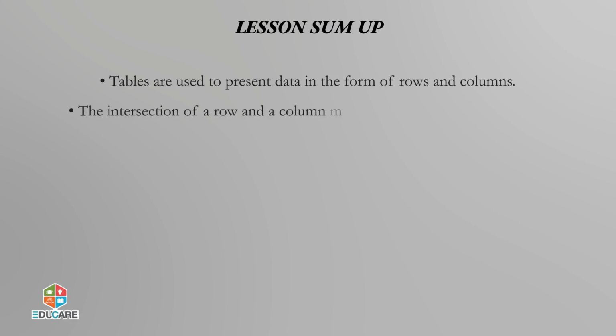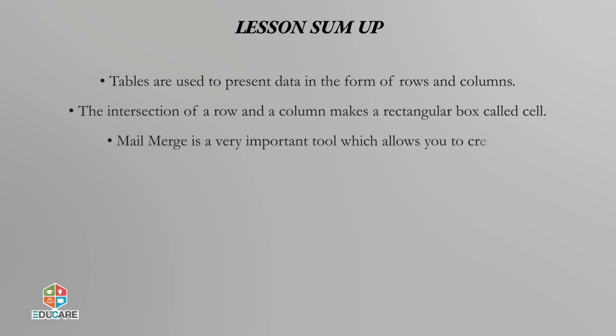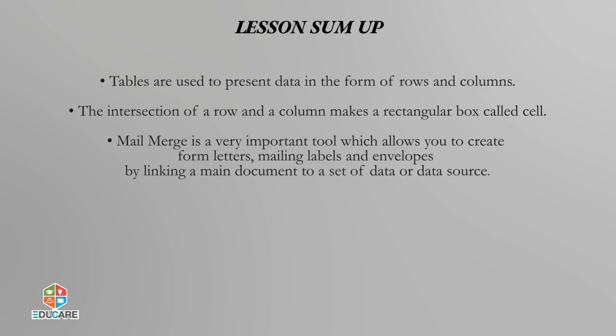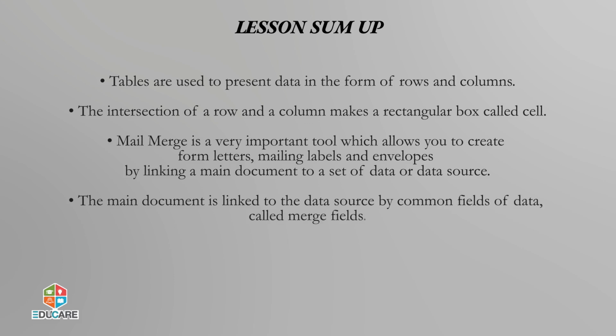Lesson sum up. Tables are used to present data in the form of rows and columns. The intersection of a row and a column makes a rectangular box called a cell. Mail merge is a very important tool which allows you to create form letters, mailing labels, and envelopes by linking a main document to a set of data or data source. The main document is linked to the data source by common fields of data called merge fields. The data source is a data list that stores data which is different for all mails.